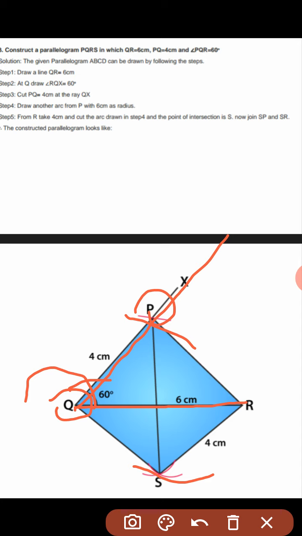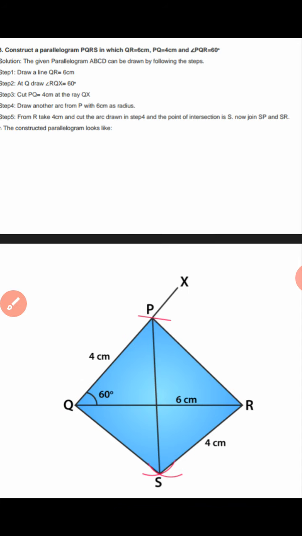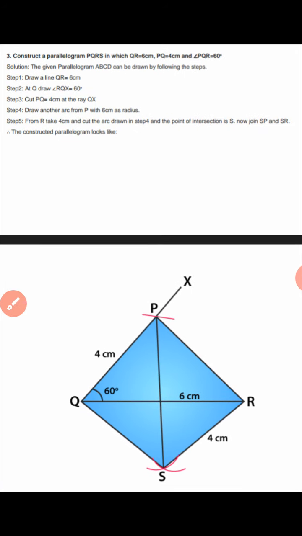Then from point R, take 4 centimeter and cut the arc drawn in step 4 at the point of intersection S. So here point of intersection S, from R we will cut an arc of 4 centimeter. Then RS will be joined and QS will be joined, and we can also join PR. So in this way we can complete this parallelogram PQRS.